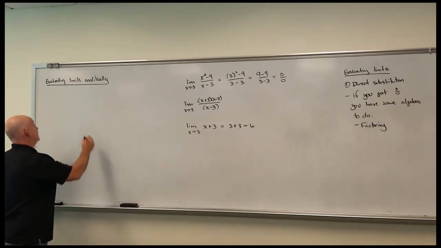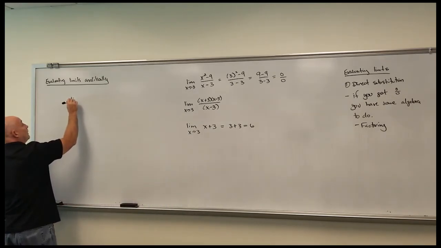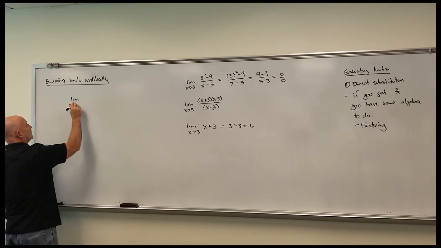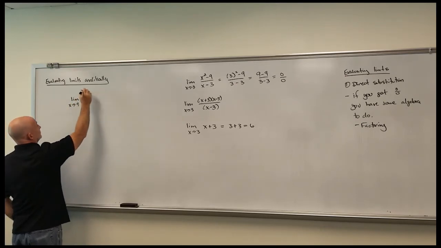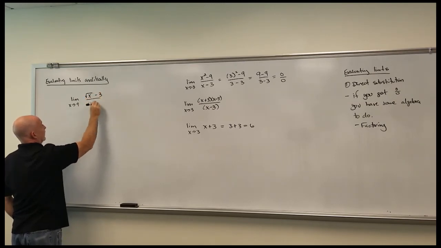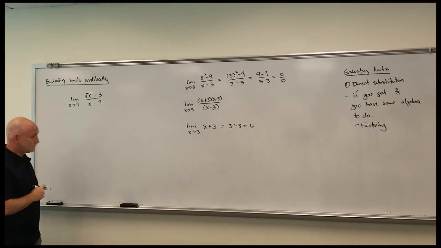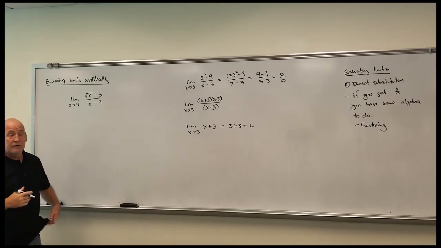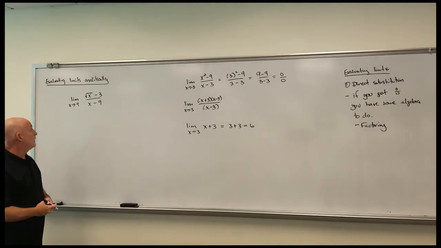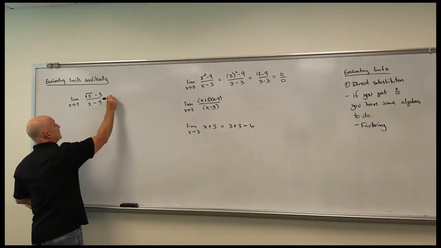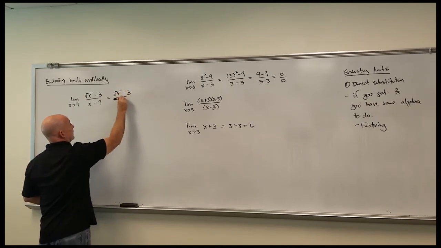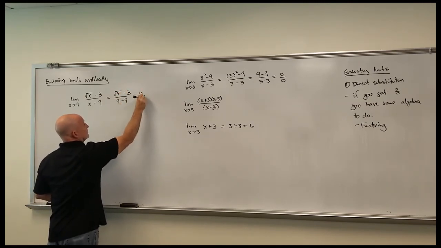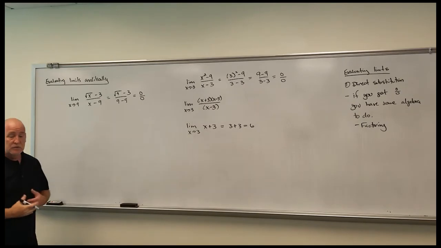Let's say I did the limit as x approaches 9 of the square root of x minus 3 all over x minus 9. All right, so this is a limit problem. We're told to evaluate this. So the very first thing that we would want to try is direct substitution. And you see if you plug that into the top and the bottom, that's going to give you 0 over 0. So as soon as you see 0 over 0, you're thinking, I got more work to do.